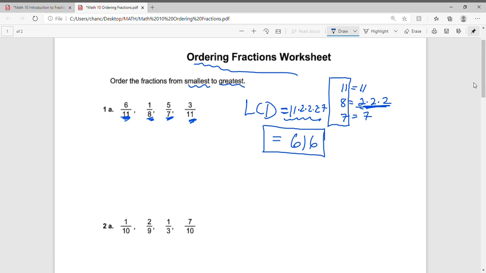Now, a lot of people will make the mistake of saying, all you need to do is multiply 11, 8, 7, 11, but you would get a much larger number.